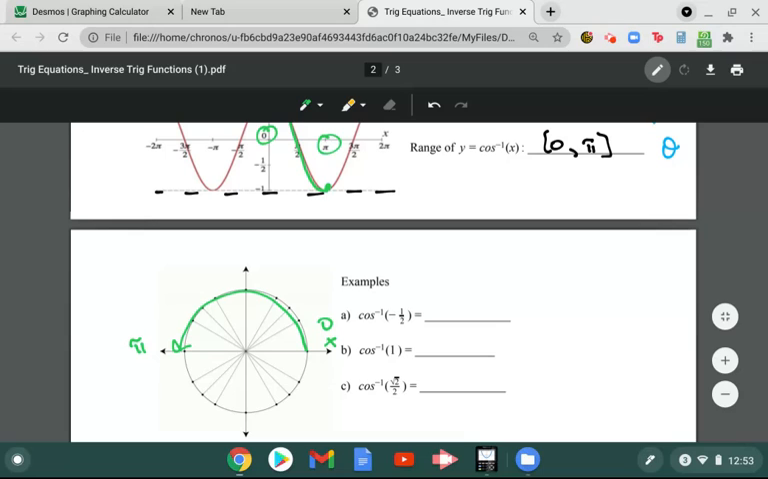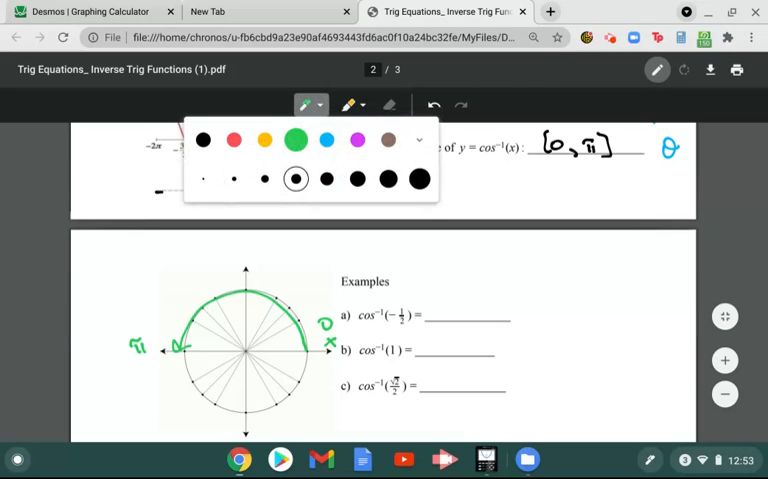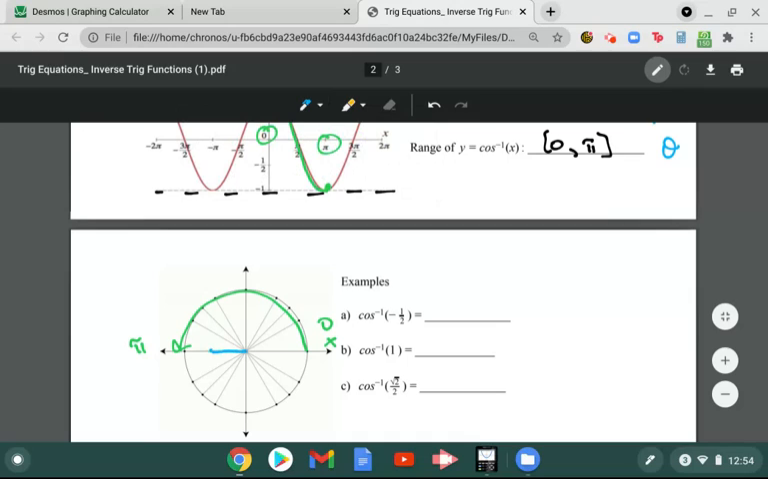Let's go ahead and start with part A, -1/2. So I'm looking for a cosine of -1/2. It would be right here, actually. It could be in quadrant 3, but instead I'm going to choose it to be in quadrant 2 so that my angle lives within my range. So this has got to be 2 pi thirds.